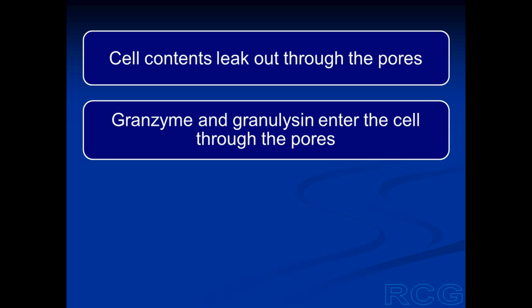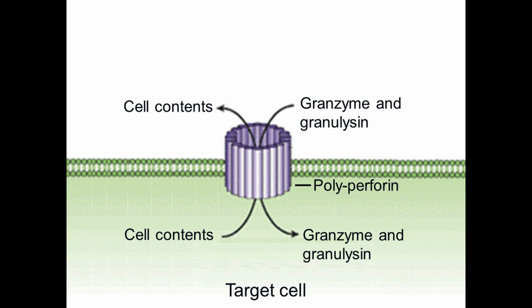So the contents of the infected cell leak out through these pores, and granzyme and granulysin molecules enter the infected cell through these pores. So this is the polymerized perforin or polyperforin, which is inserted in the cell membrane of the infected cell and which has formed a transmembrane pore. So the contents of the cell leak out through this pore. Granzyme and granulysin enter the cell through this pore.